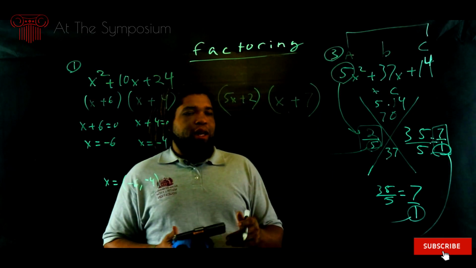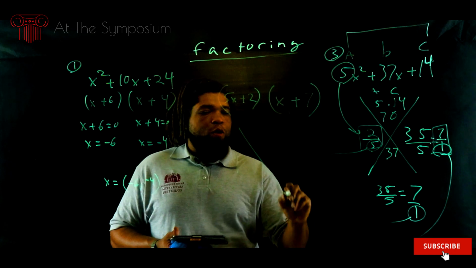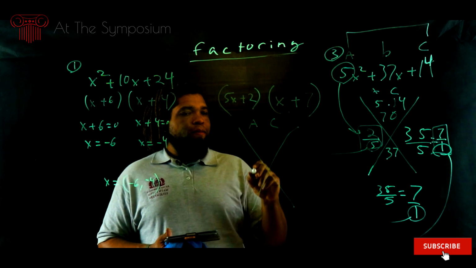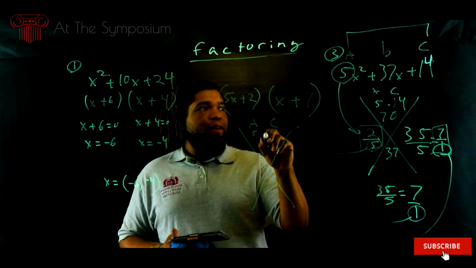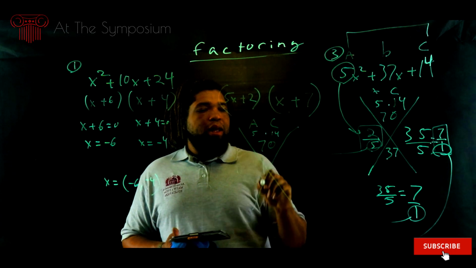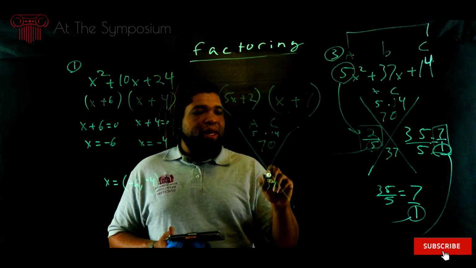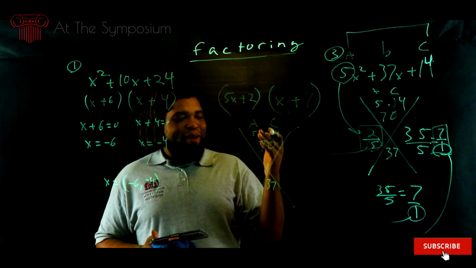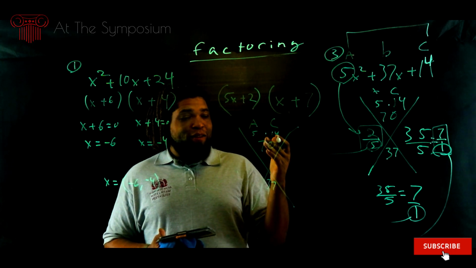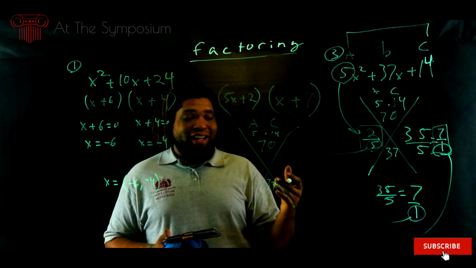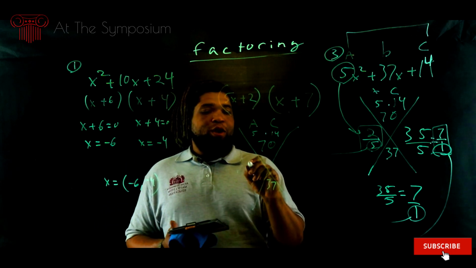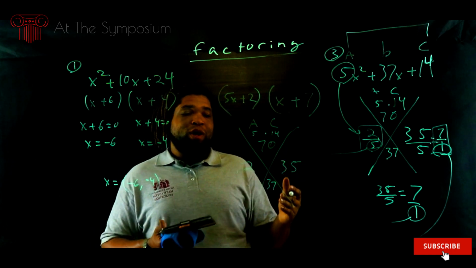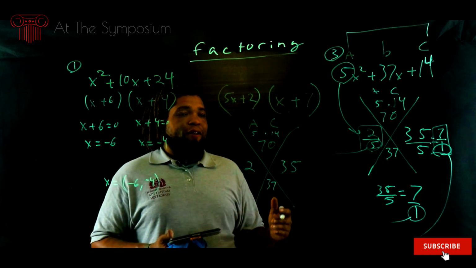So let me just reiterate this again, just a little bit so we understand. We took our magic x, we took A and C, which was 5 and 14, gave us 70. We put B on the bottom of the x. We asked the question, what number multiplies to give us 70, but also adds to give us 37? And we figured out that answer was 2 and 35. If we multiply 2 and 35, we get 70. If we add 2 and 35, it gives us 37.